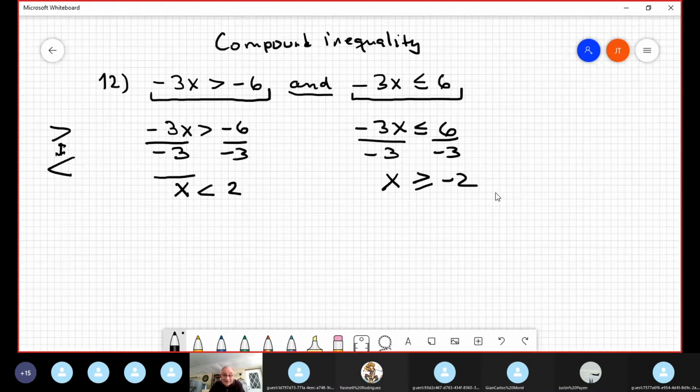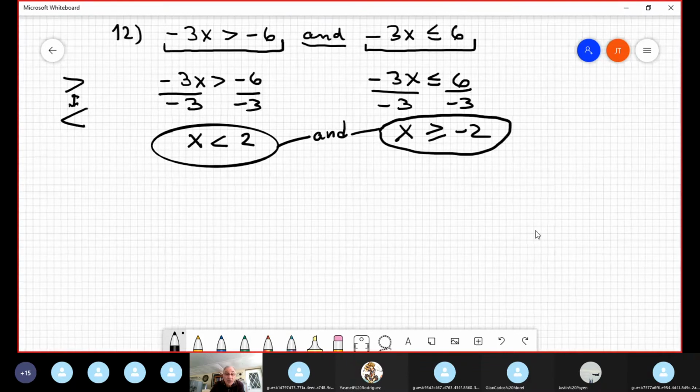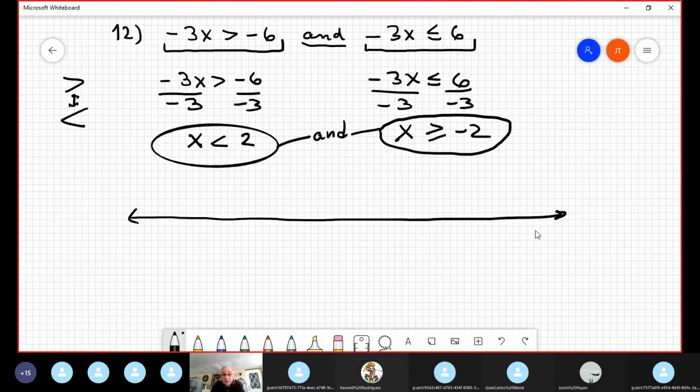Okay, now, what is the final answer? My final answer is this, and this. How do you represent this statement? My recommendation is always to do it graphically. This is my famous real number line, with positive infinity and negative infinity. 2 is here, 1, 2. Negative 2 is here, 1, 2. That part is less than negative 2.